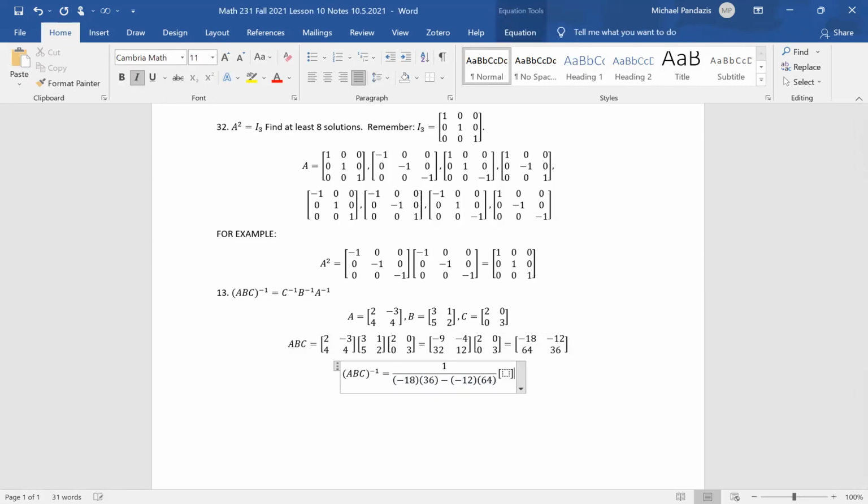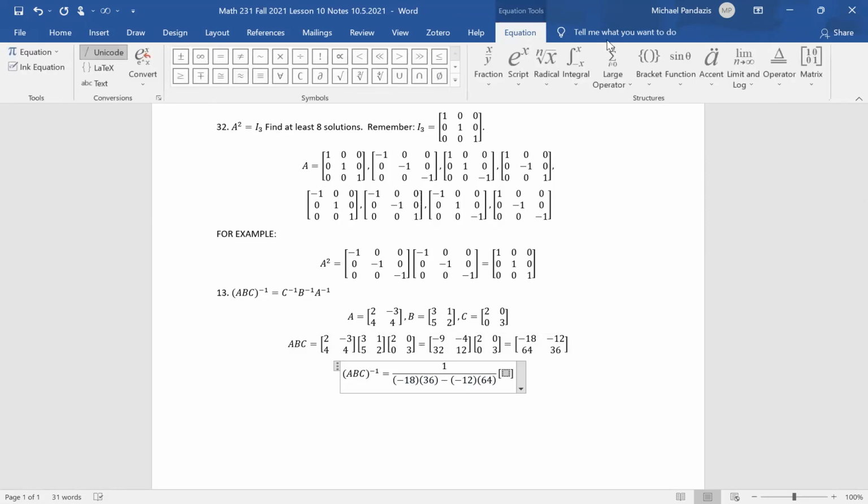Okay, and then it's times the matrix you get by switching the diagonal entries and then negating the ones off the diagonal entry. So this is going to be a 36. This is going to be a -18. This is going to be negate -12, you get 12, negate 64, you get -64. This is equal to 1 divided by, and so -18 times 36. So you have 9 times 4 times 9 times 2. That's 8 times 81. You have 648. So this is -648.